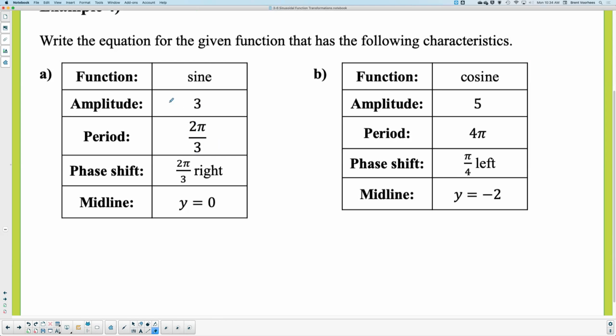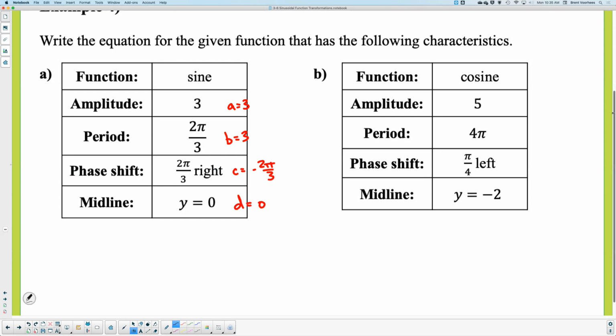What would we say if the period's 2 pi over 3? What would we say the B value is? 3. Good. If it goes 2 pi over 3 to the right, that means C is... if it goes right, is C actually a positive or negative value? We're going to put this in as negative 2 pi over 3. And the midline is 0, which means the D value is 0.